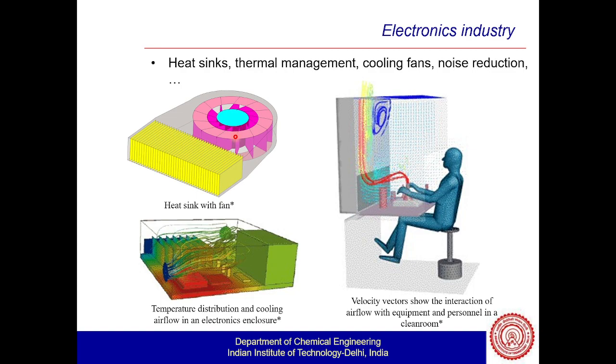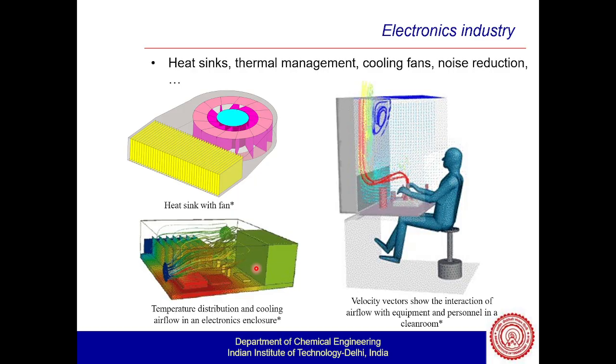Otherwise, you have a chance of local thermal heating, which results in a local temperature spike, which causes the computer to slow down. And here we are seeing the temperature distribution and the cooling airflow in an electronics enclosure, so that the temperature doesn't increase and the machine doesn't slow down. Those things we are going to see by using CFD.